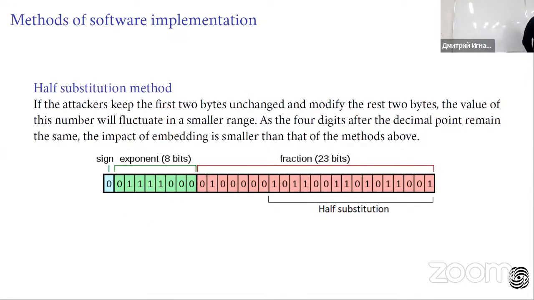The next one is pretty much the same. We change half of the bytes.